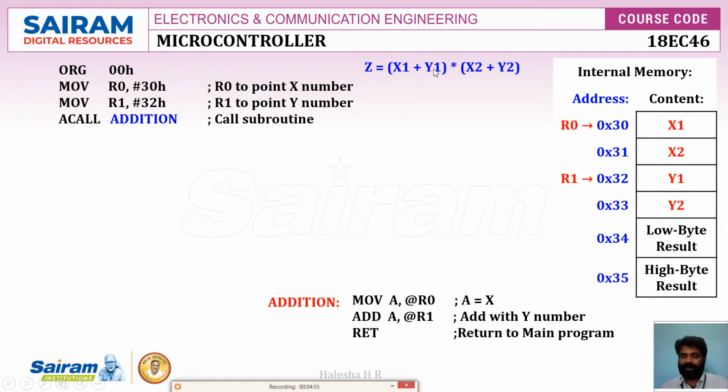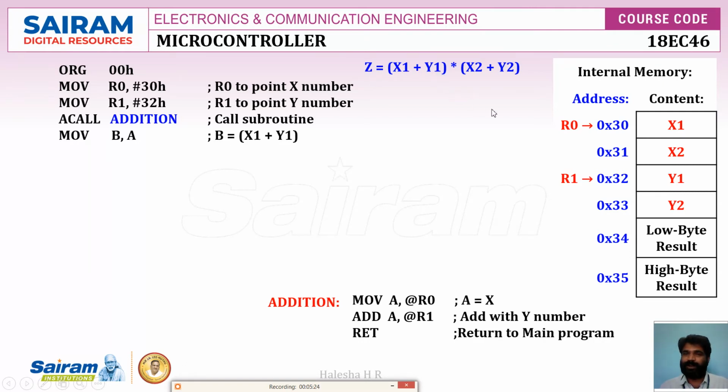So you store that in the B register, because here you can use any other register, but I am preferring the B register. Why? Because it has to be multiplied with the second result. Multiplication means the operand must be in either the B register or the A register. That is why MOV B comma A. That means the result of X1 and Y1 is stored in the B register. So the first operation is completed.